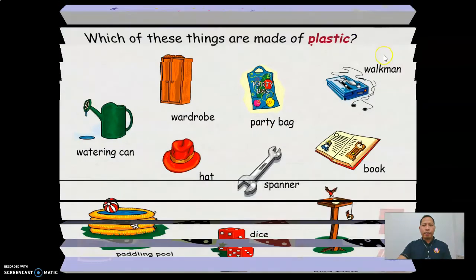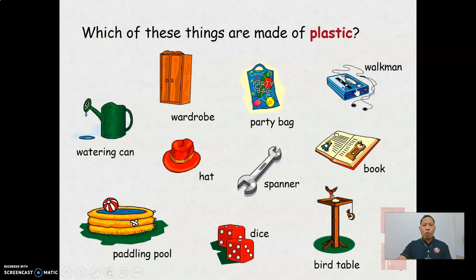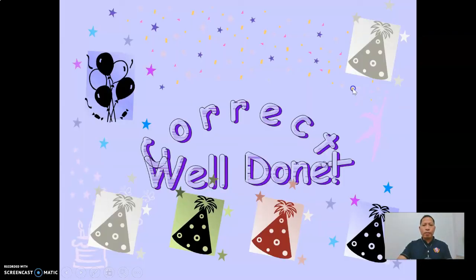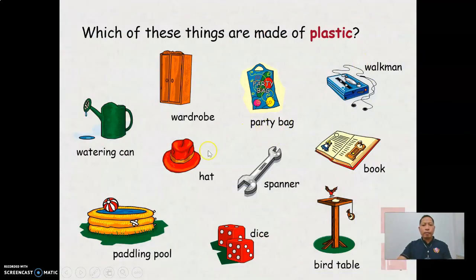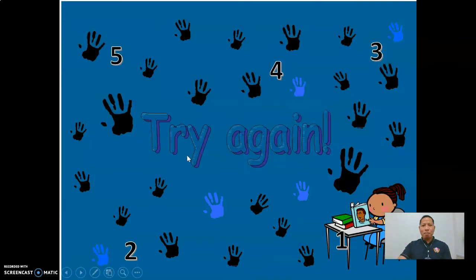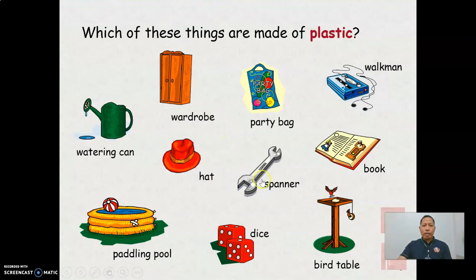Next. Walkman. Is it made of plastic? Yes or no? 3, 2, 1, go. Well done. Next. Hat. Is it made of plastic? 3, 2, 1, go. No. How about spanner? Is it plastic? Yes or no? 3, 2, 1.